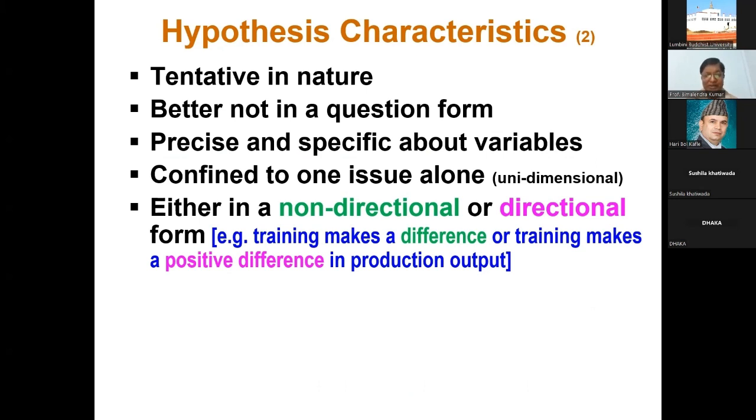It must be precise and specific about variables. We have discussed what the variables are in the beginning. It is confined to one issue alone, unidimensional, either in a non-directional or directional form. For example, training makes a difference, or training makes a positive difference in production output. This is the hypothesis, which may be directional or non-directional.